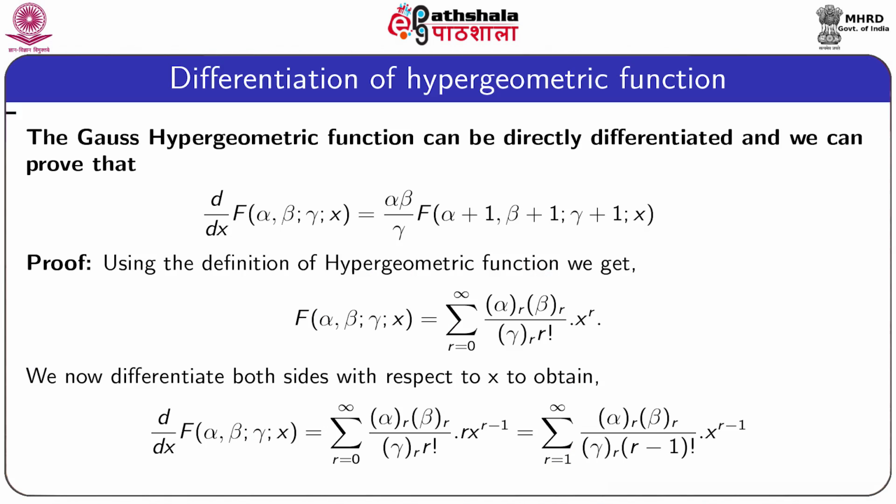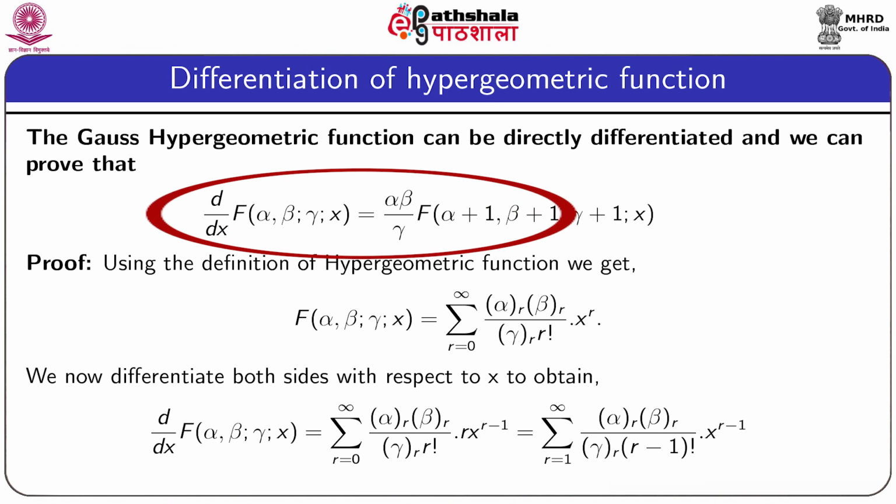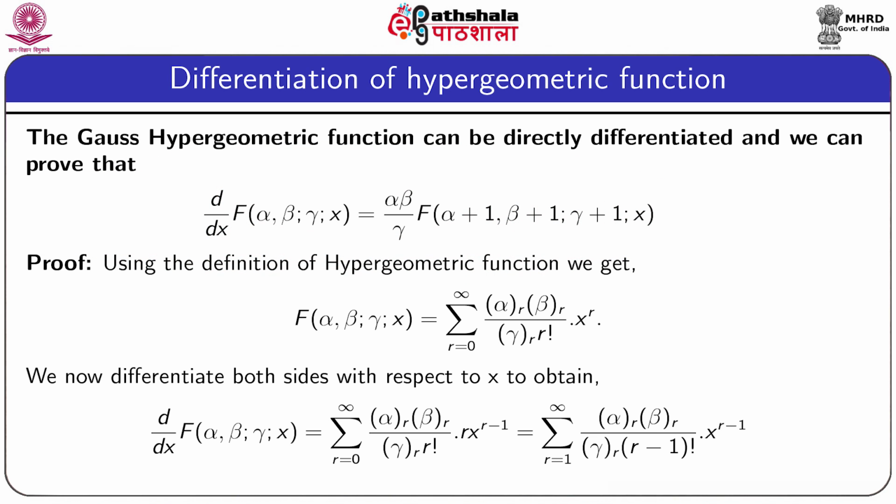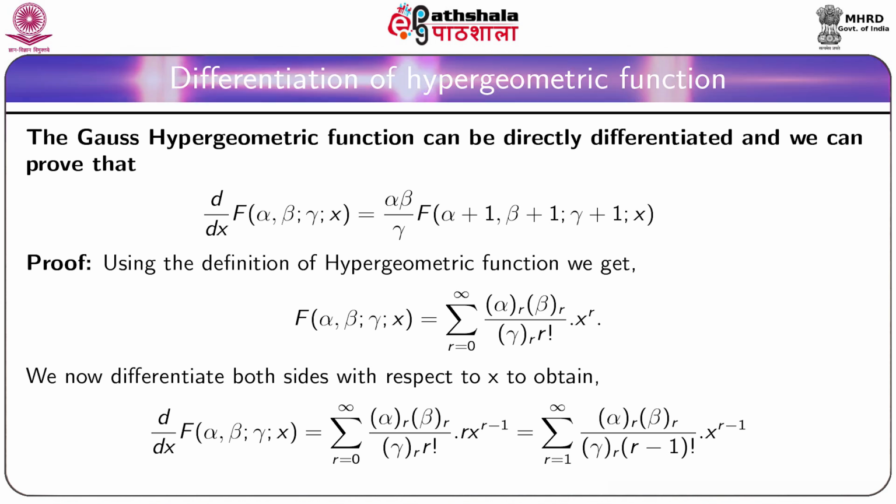We have just learned about the solution of the hypergeometric equation, which is the hypergeometric series. We will now look into the differentiation of the hypergeometric function, integral representation of the hypergeometric function, followed by Gauss theorem, Vandermonde's theorem, and Kummer's theorem. We will now show that the hypergeometric function can be directly differentiated, and we have to prove that d/dx of f alpha beta gamma x is equal to alpha beta by gamma f of alpha plus 1 beta plus 1 gamma plus 1 into x.